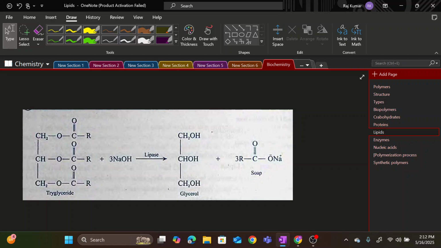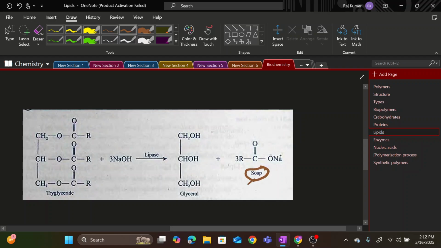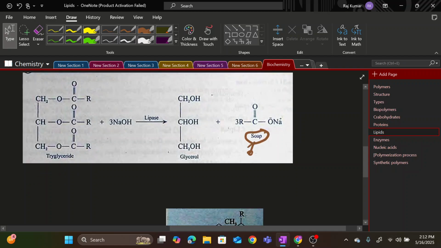Number one, it is going to produce glycerol, and number two, it is going to produce the sodium salt of a carboxylic acid, also known as soap. And that soap is used for making soap, right? And on the basis of this we can identify what we call the saponification number. What is a saponification number?